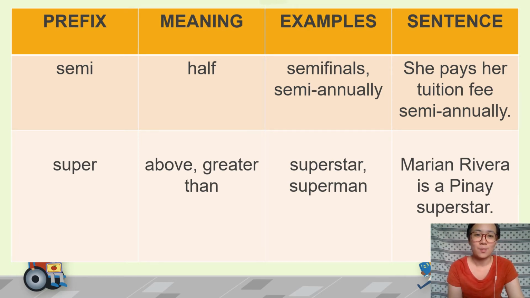Okay, next. Next prefix is super. The meaning is above or greater than. So examples of words with prefix super, we have superstar, superman. And sentence, Marian Rivera is a Pinay superstar. Or you can add, Teacher Cheska is a Pinay superstar. Just kidding. Don't use that. Okay.